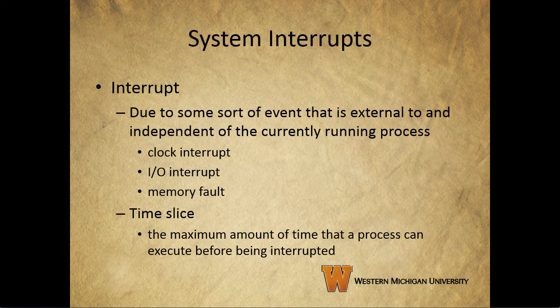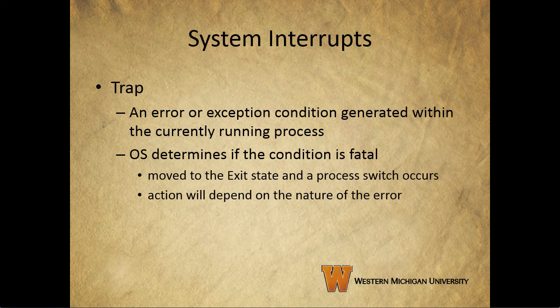Now let's talk a little bit more specifically about interrupts and traps. An interrupt is something that happens due to some sort of event that's external to and independent of the currently running process. We can have a clock interrupt, input-output, a memory fault, and again, our time slice is the maximum amount of time that a process can execute before being interrupted, and that's where that timeout interrupt comes from in previous videos. A trap occurs when an error or exception is generated within the currently running process. It's the operating system that'll determine if this condition is fatal. If it is, the process will be moved to the exit state, and the action that occurs will depend on the nature of the error.